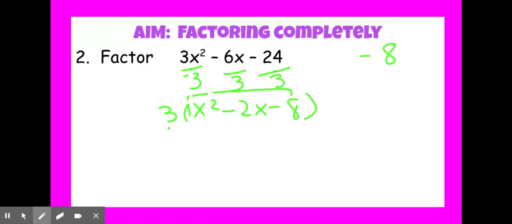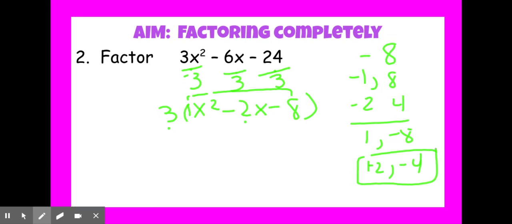I'm going to put my factors of negative 8 down: negative 1, positive 8, negative 2, positive 4, vice versa, positive 1, negative 8, positive 2, negative 4. Which pair there is going to add to give me negative 2? And that would be positive 2 and negative 4. At this point, you guys are going to have to start using your calculator to find those sums so you could figure out which one gives you that negative 2 sum, which is positive 2 and negative 4.